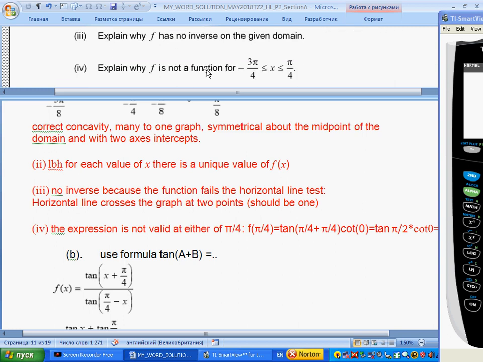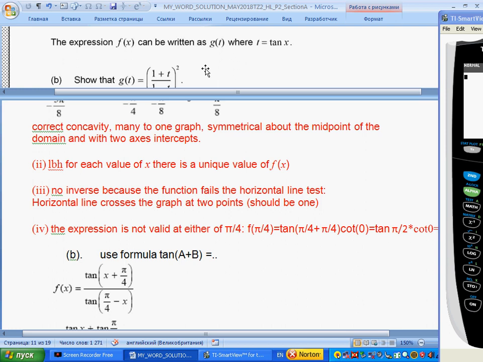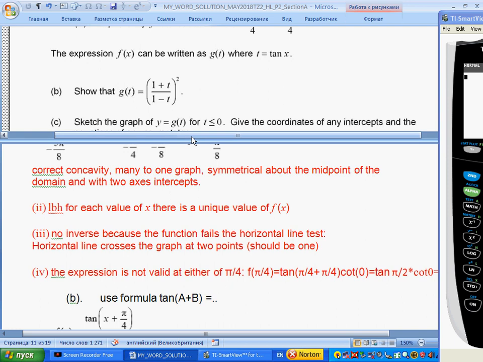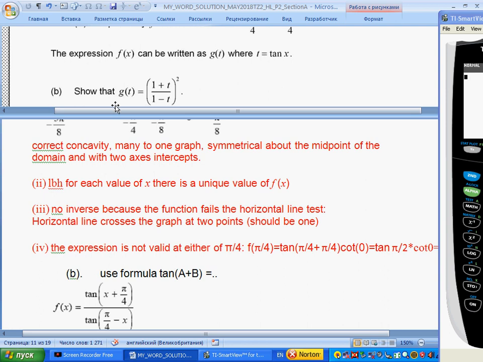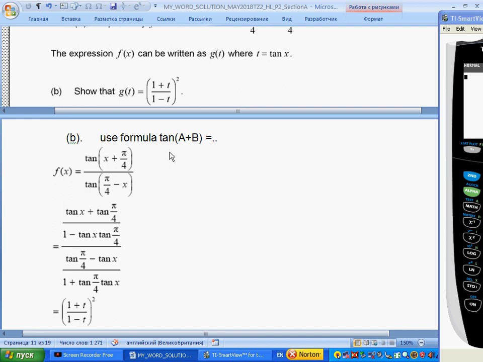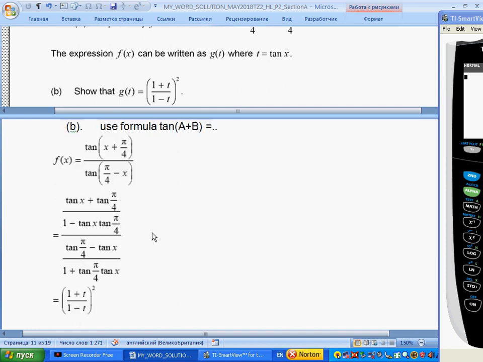Next, show that f(x) can be written as g(t) with t equals tangent x. So here you just use, it's not very complicated, the formula for tangent of sum several times, use values of tangent π over 4, and you simplify. So this is, you can just look and copy, no problem.